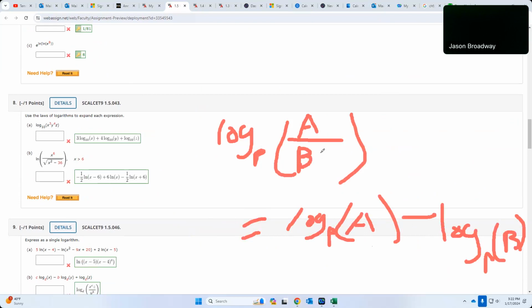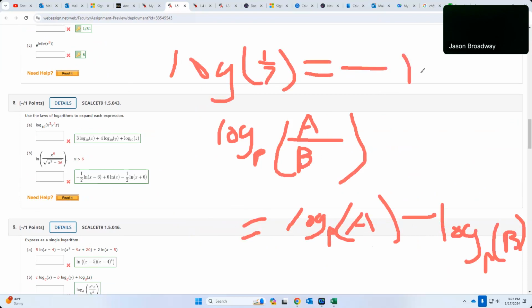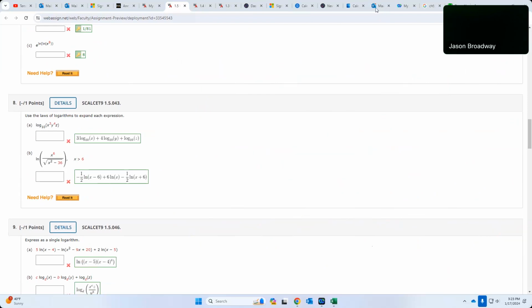And that really follows because the log of the reciprocal is the negation of the log of the original. Like the log of 1/7 is the negative of the log of 7, for example. Okay. So with that being said, you just break this up.